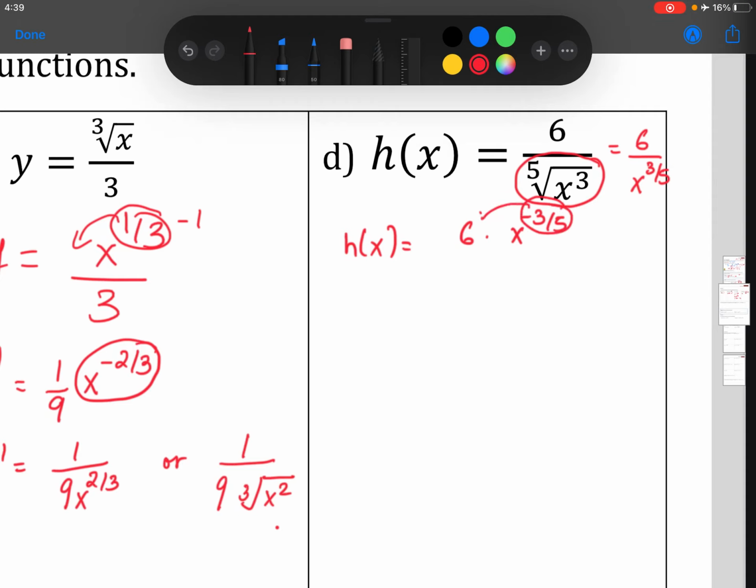Now, what do I do with the exponent? Bring it to the front, so multiply that. So what's 6 times negative 3/5? It is negative 18/5. So h prime of x is negative 18 over 5. And what's negative 3/5 minus 1? Let's write this whole thing together so we understand this better, because there's a lot going on. So I did 6 times negative 3/5 times x, and this would simplify to negative 18/5. And negative 3/5 minus 1 is negative 8/5.